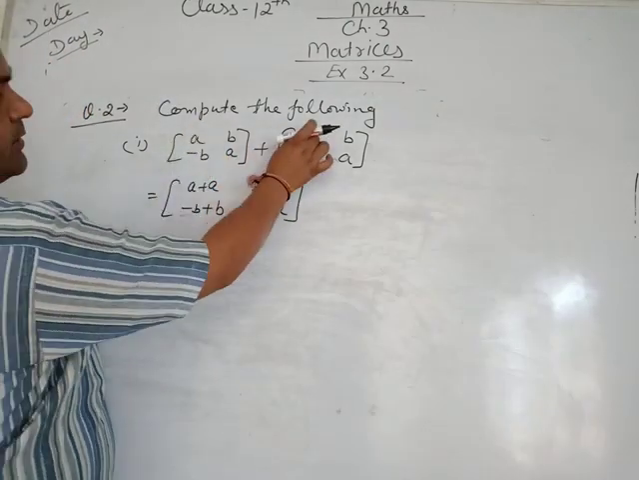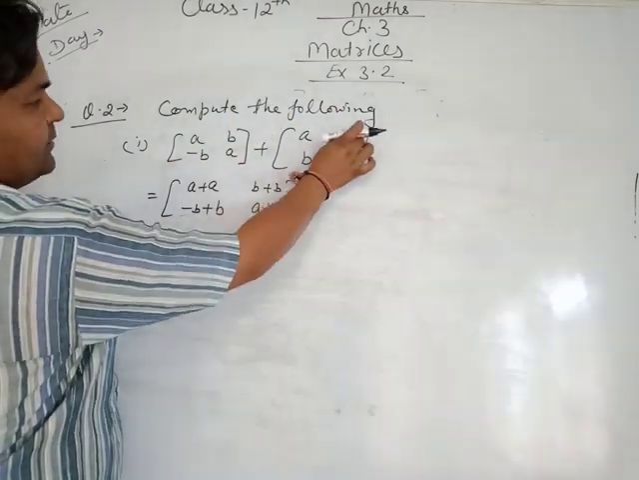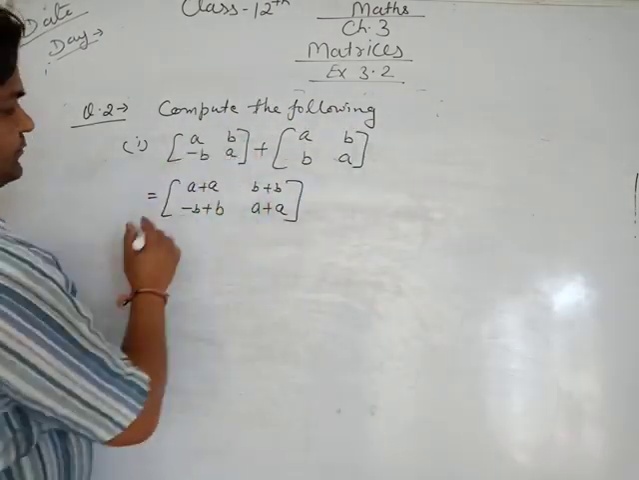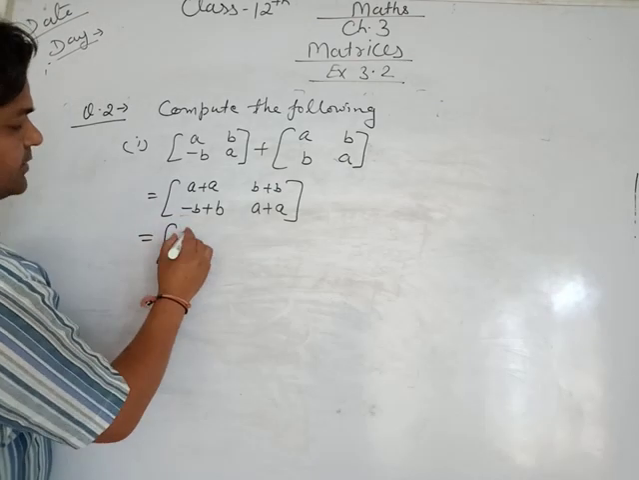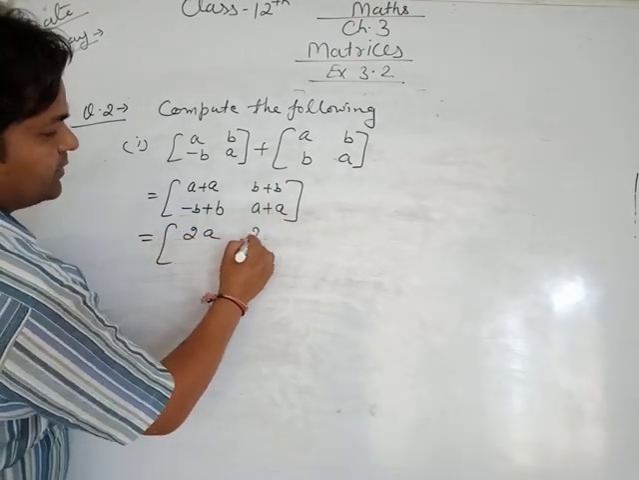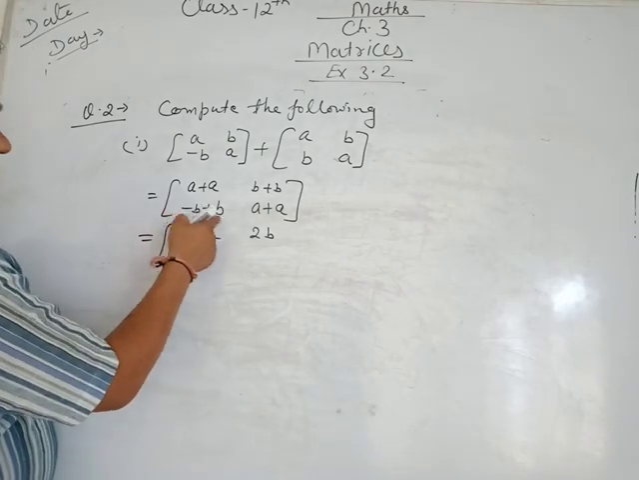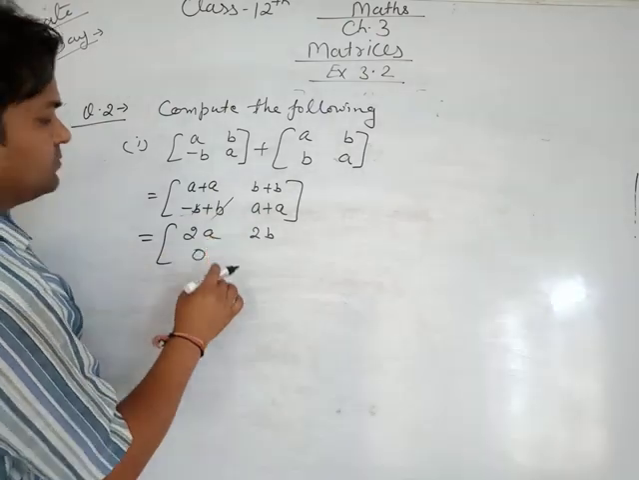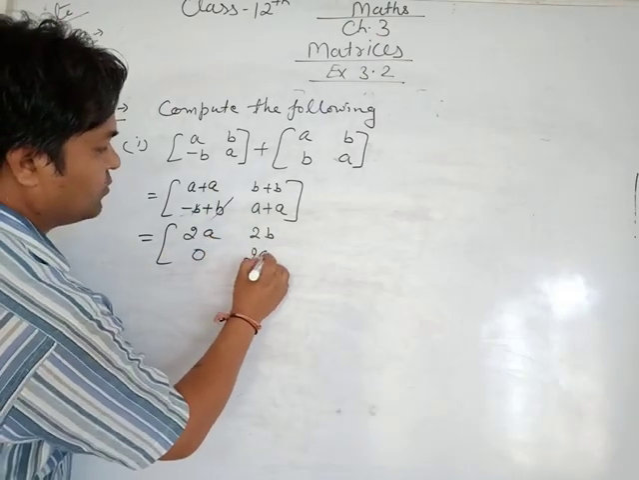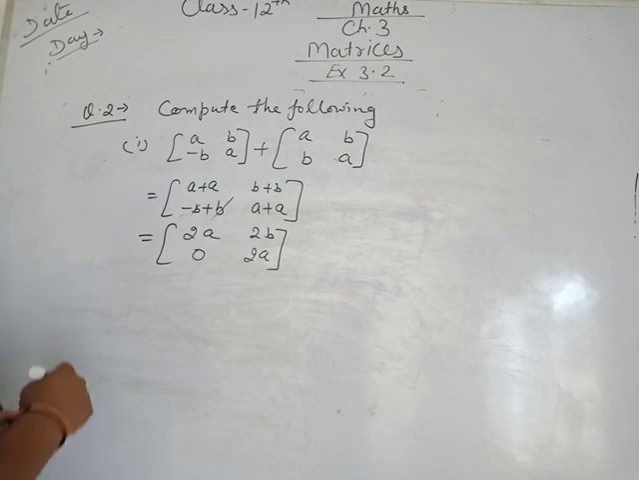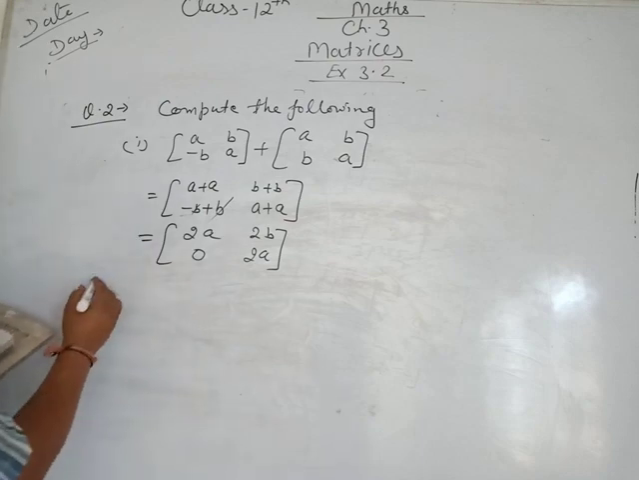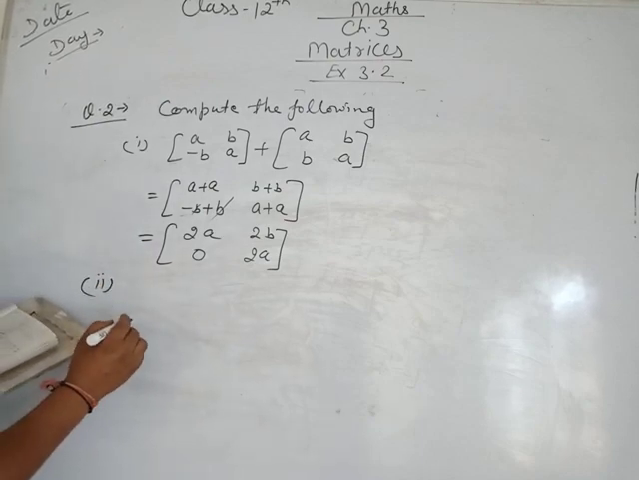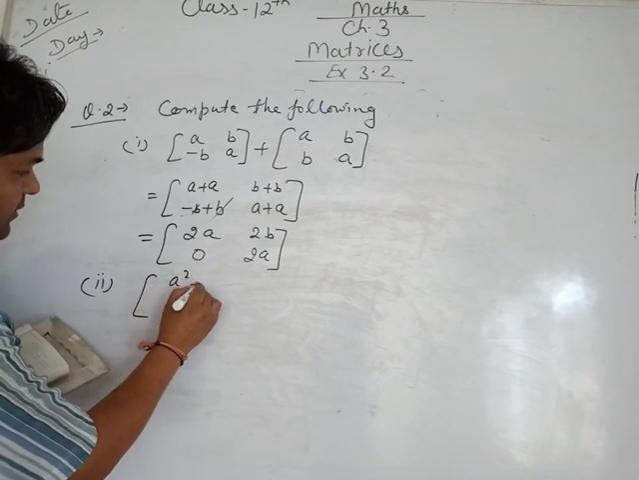This element plus this element, this element plus this element. So now 2A plus A is 2A, B plus A is 2B. Negative and positive signs both cancel each other. Now 2A is the answer of the first part of this question. Now I will do the second part. Second part is here. First is a square plus b square.